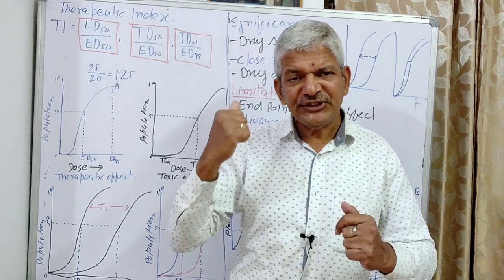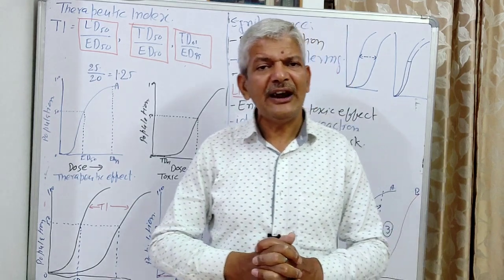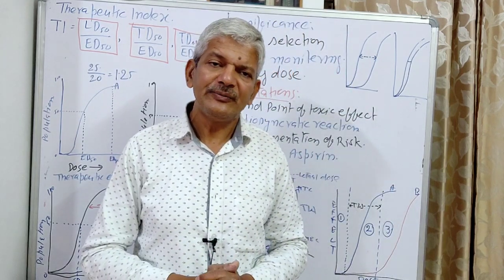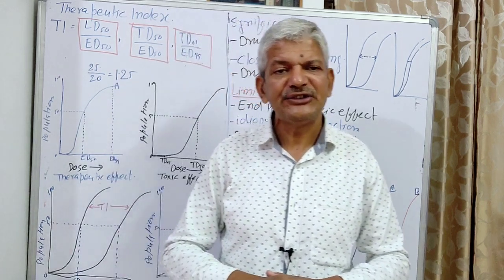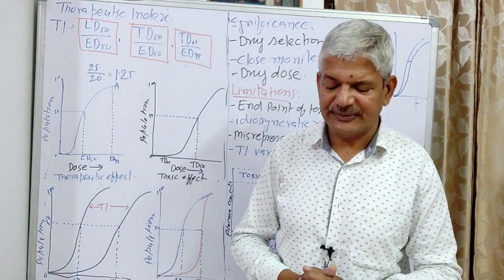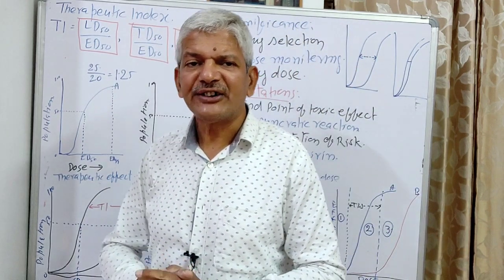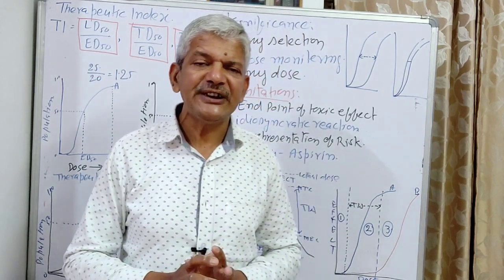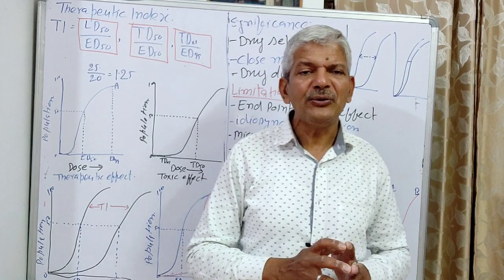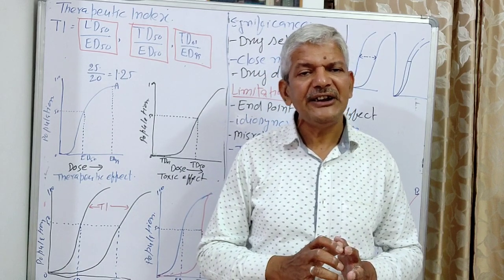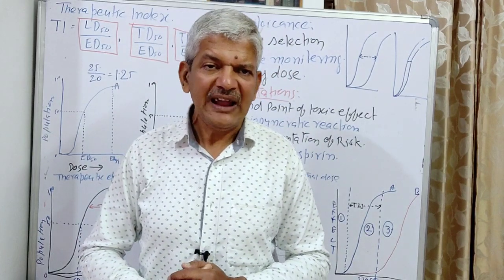Now, the therapeutic index can explain how a drug can be changed into a medicine. By using the therapeutic index, we can change the drug into medicine. In this topic, there are a few keywords like LD50, TD50, ED50, ED99, and TD01. First is the LD50.